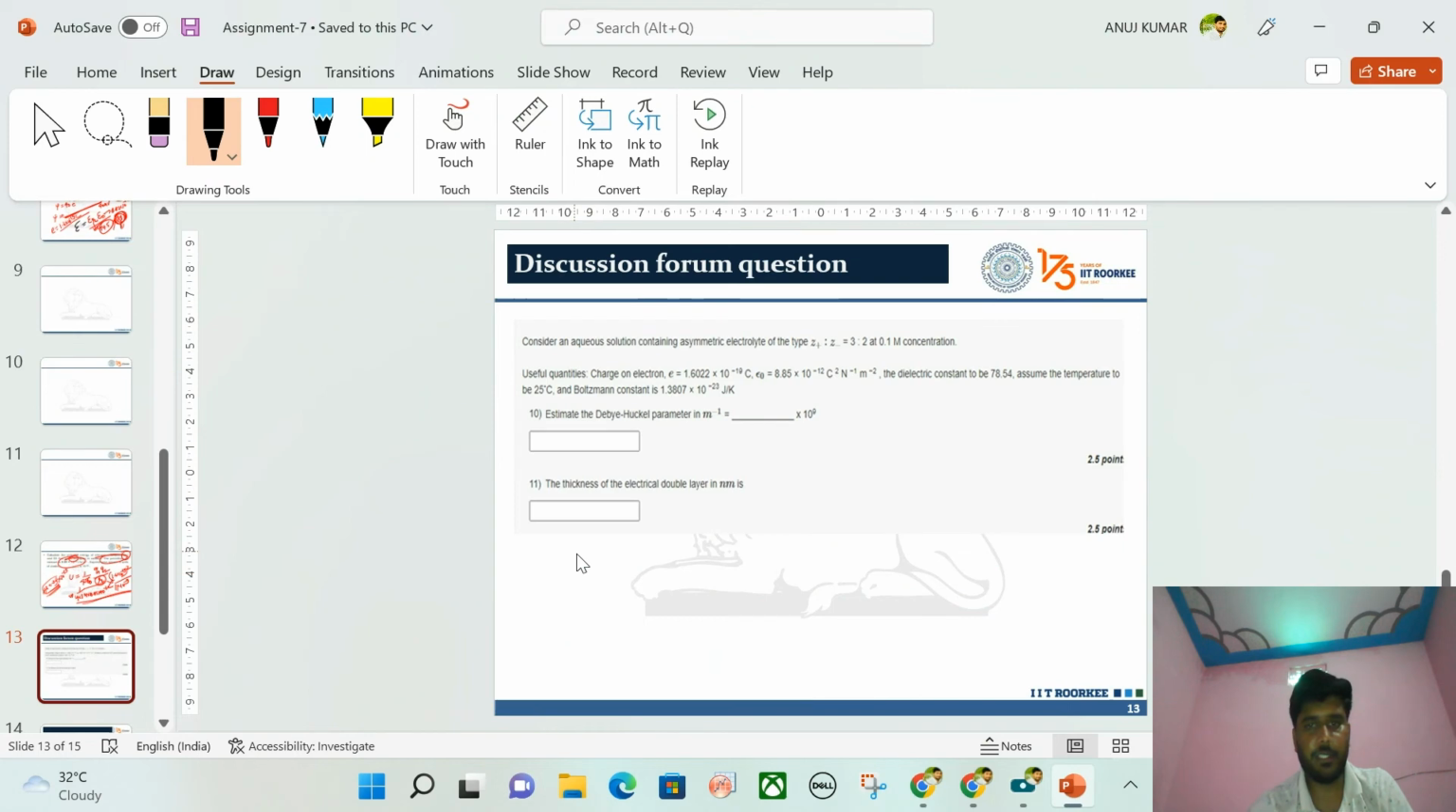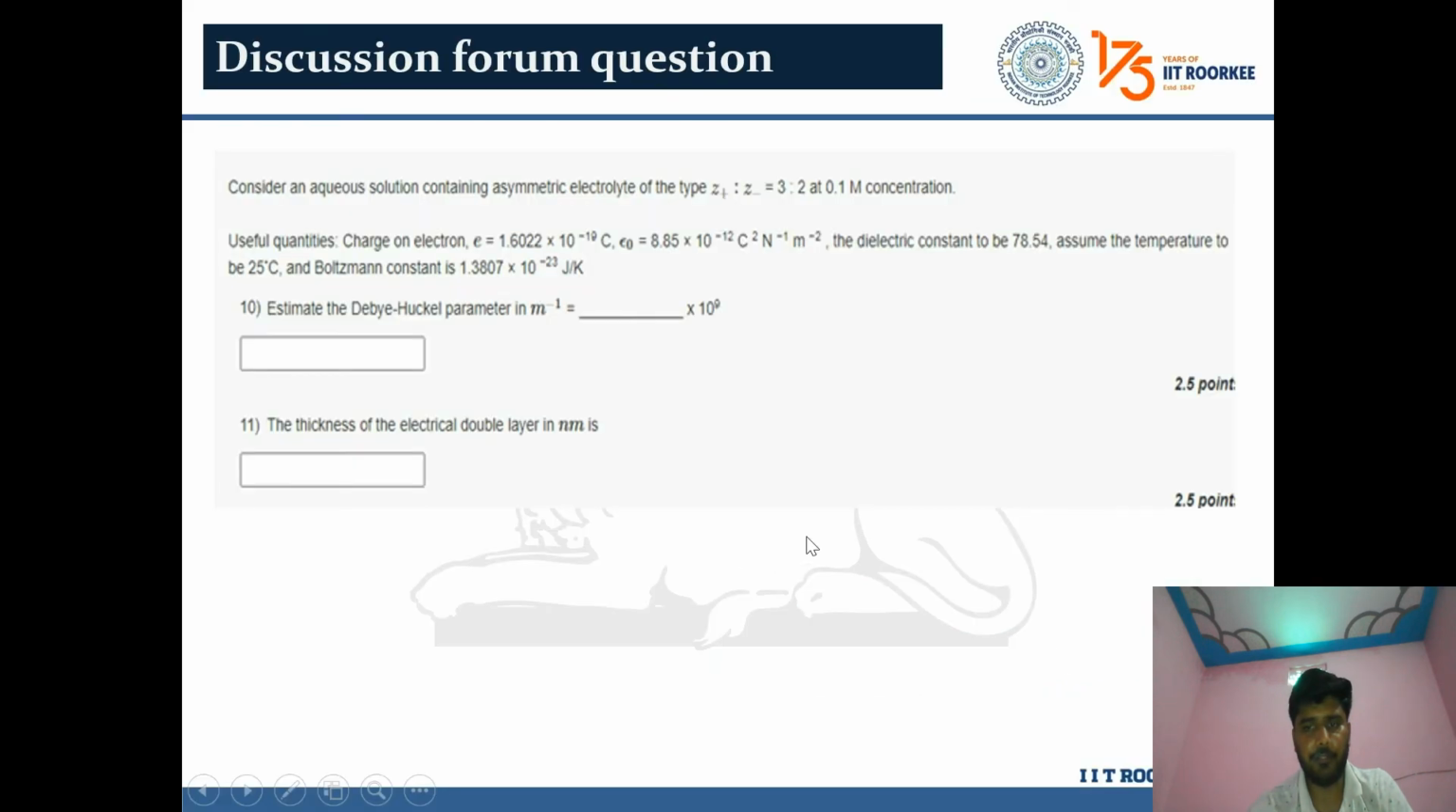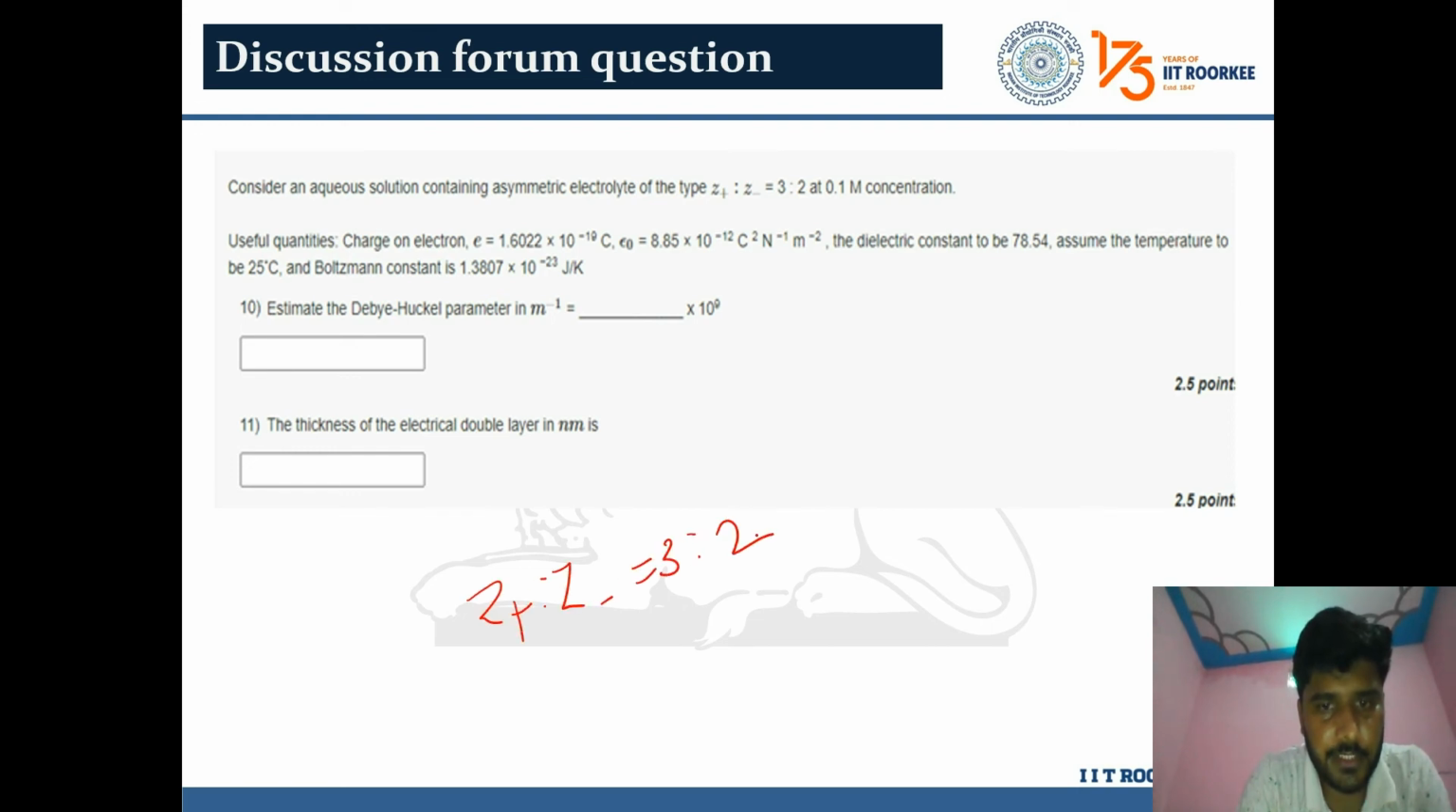This is Gautam's question. You have posted it in the discussion forum. So, consider an aqueous solution containing an asymmetric electrolyte. In the case of an asymmetric electrolyte, what you have to do specifically, okay, you are given here the Z positive and Z negative ratio. It is 3:2.